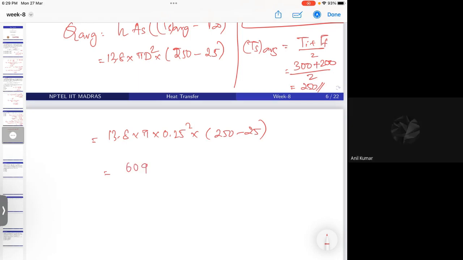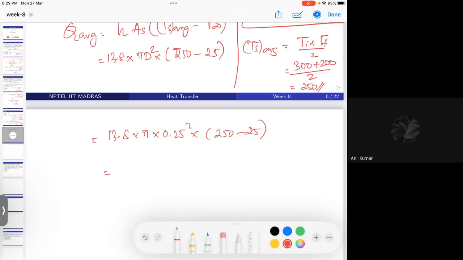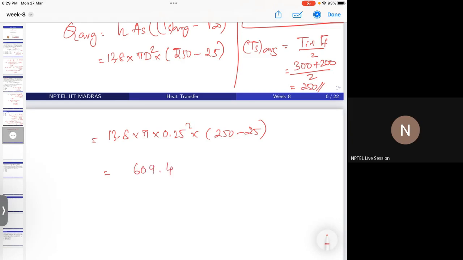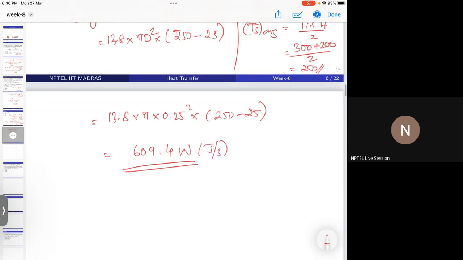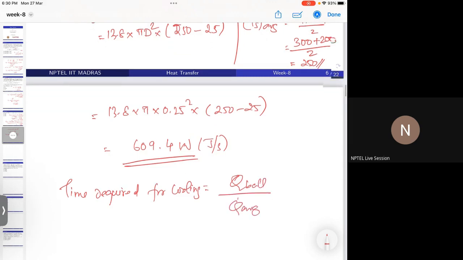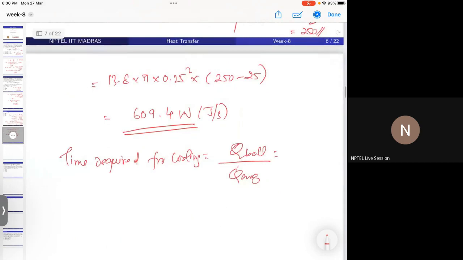609.4 watts. Okay, yes, sir. It's like joule per second. So the time required, can you please find out what is the time required for cooling? It is Q4 divided by Q dot average, which is equal to 3.2 into 10 raised to 6 joules divided by 609.4 joule per second.